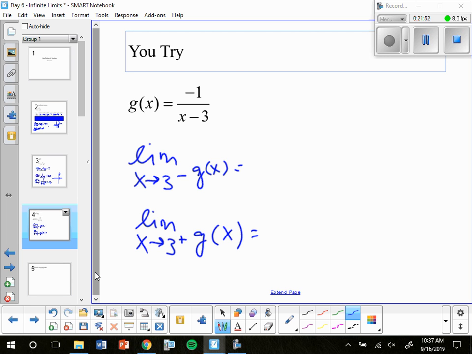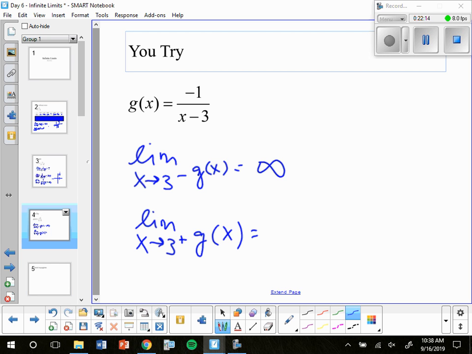So if we plug in something smaller than 3, like 2.99, you see the bottom's getting closer to 0. This fraction's getting big, but what's important is, is my bottom negative or positive? Negative. From the left, it's negative. Is my top negative or positive? It's negative. So what's it approaching? Positive. Positive infinity.